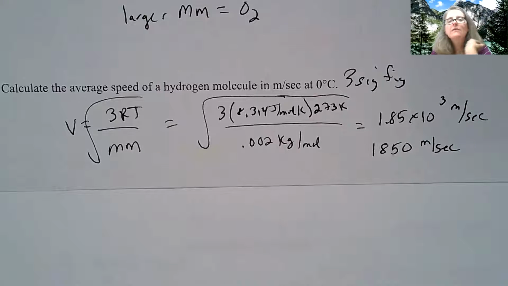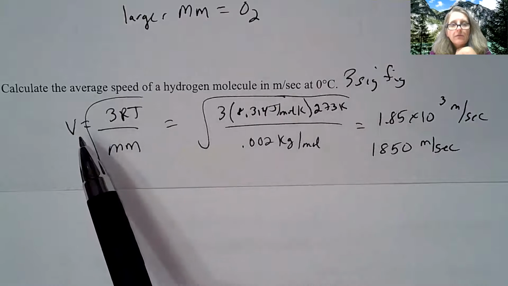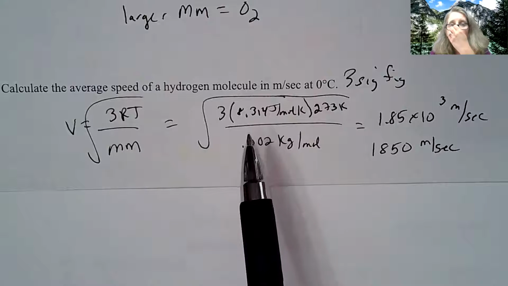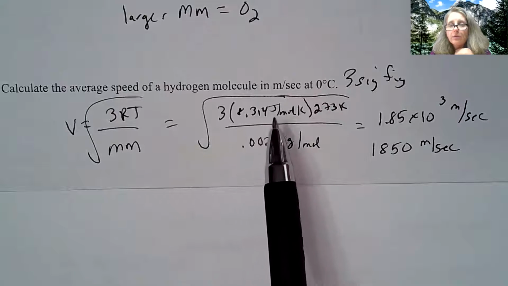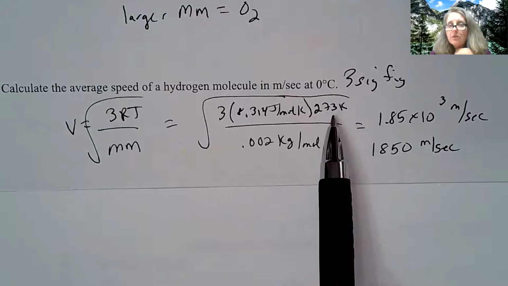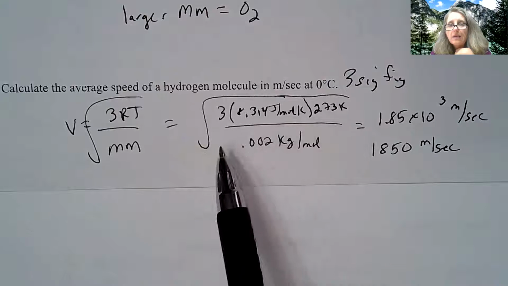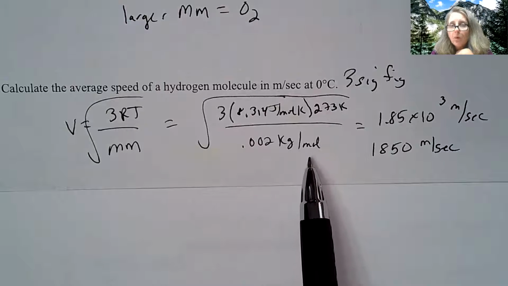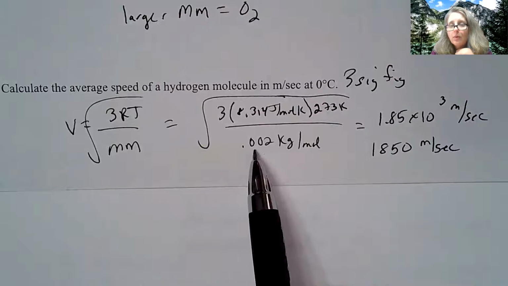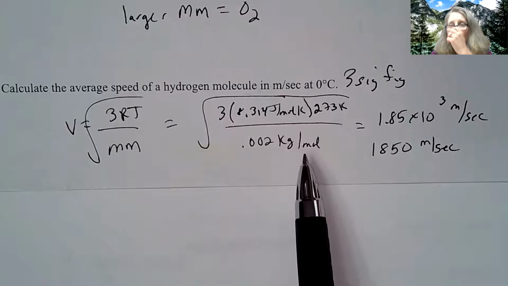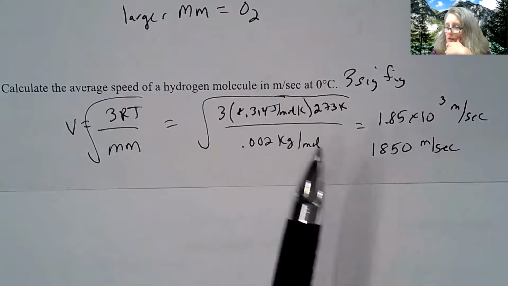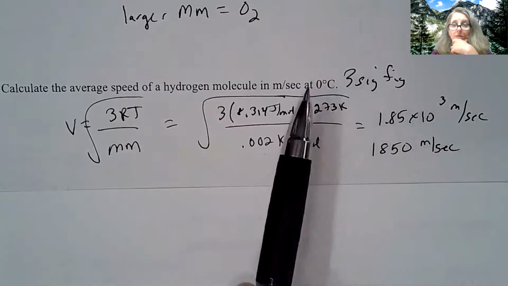So calculate the average speed of a hydrogen molecule in meters per second at 0 degrees Celsius. So again, the speed of the hydrogen molecule is the square root of 3RT over the molar mass. So I'm going to take 3 times 8.314 joules per mole Kelvin times 273 Kelvin. And then please see if you made the mistake: the molar mass is 0.002 kilograms per mole. So it's not 2, it's going to be 0.002 kilograms per mole. Otherwise, it will not work. So you get about 1,850 meters per second for that hydrogen molecule, even at 0 degrees Celsius.